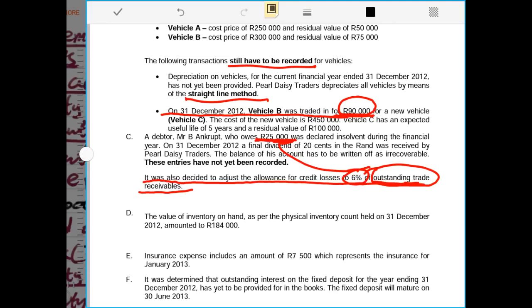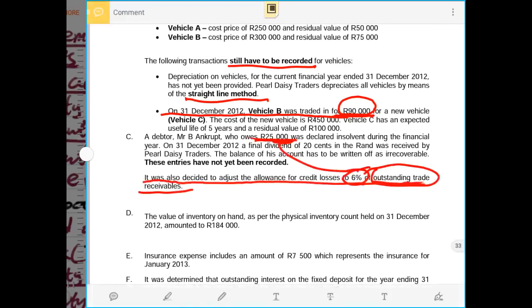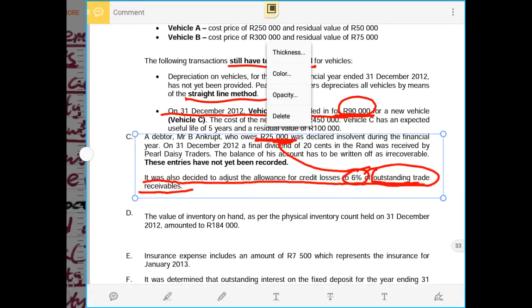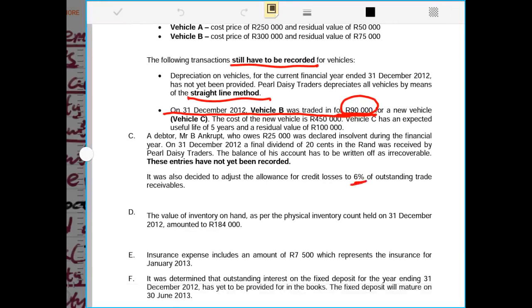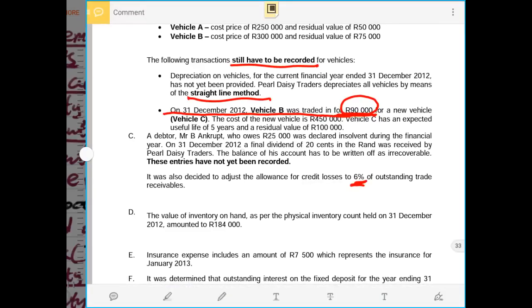5,000 was received, 20,000 was declared to be irrecoverable, never to be received. Therefore, for that reason, we have to first subtract the full 25,000 rands from our debtors before we calculate the allowance of 6%. Before we calculate the allowance of 6% of the outstanding debtors.